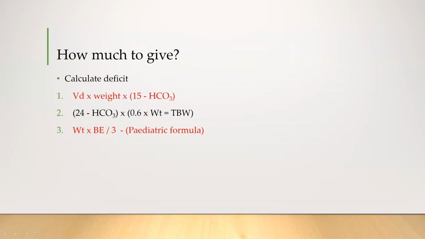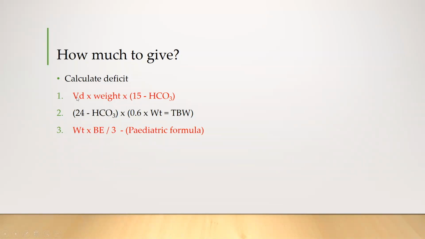Right. Now, how much to give? There are various ways to calculate the deficit. I've found three suggested methods. The first method is taking the volume of distribution times your weight, and then times 15, which is your target bicarb minus your current bicarb.